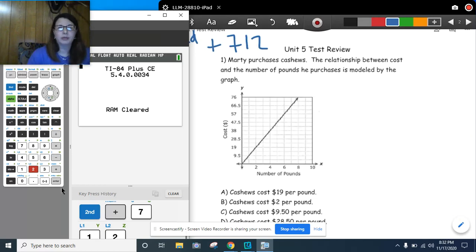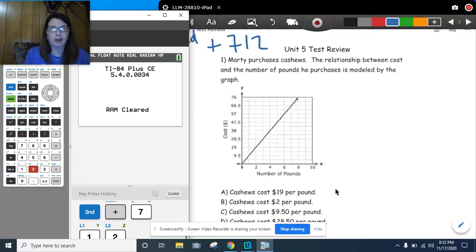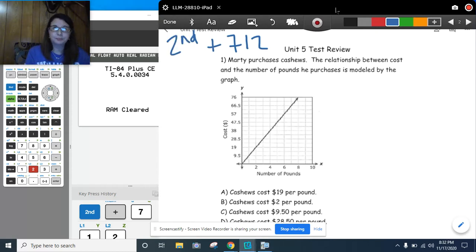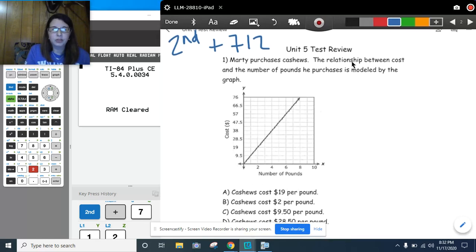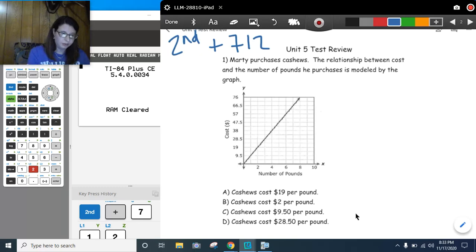So question number 1 in the review is Marty purchases cashews. The relationship between the cost and the number of pounds that he purchased is modeled by the graph. When we're looking at this graph here, it says that we are looking at cashews. Do they cost 19 per pound, 2 per pound, $9.50 per pound, or $28.50 per pound? When I see that information per pound, that means that my pound number needs to be equal to 1. And when I'm looking at my graph, I don't see a 1. Here's the pounds. I don't see a 1 on my graph.